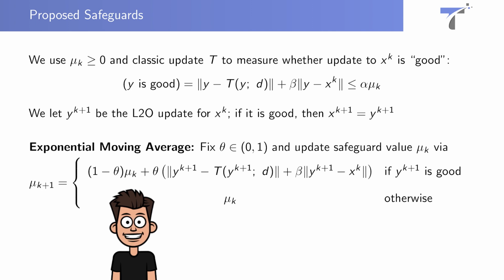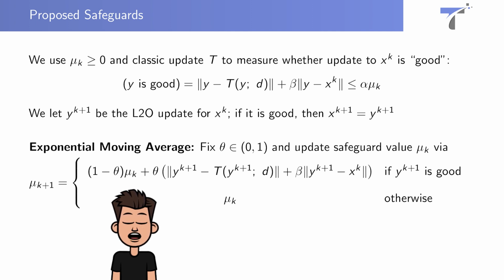Consider a non-negative number mu k and a classic update operator T from an optimization algorithm. Now, we say that a vector y is a good update to xk provided the following holds. We need the fixed point residual and the distance between y and our current iterate xk to be small. We quantify the fixed point residual as the norm of y minus the update operator applied to y. We quantify the distance between y and xk in the second term. Notice there is a beta here, a scalar that is non-negative and used to weight the relative importance between these two terms. Now we say that this is small provided that it's less than or equal to alpha times mu k.